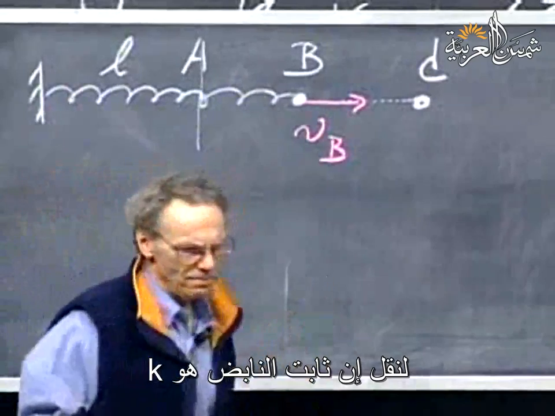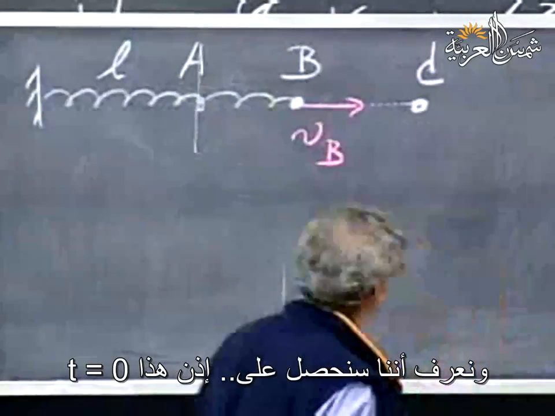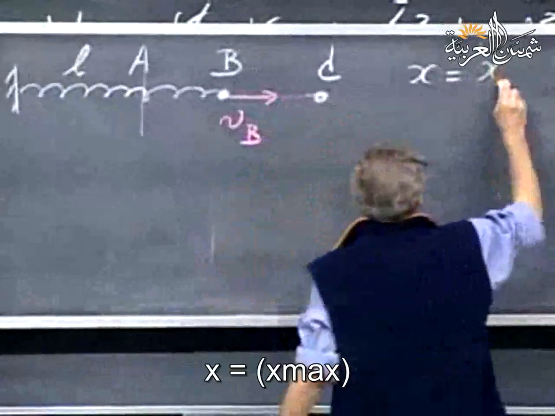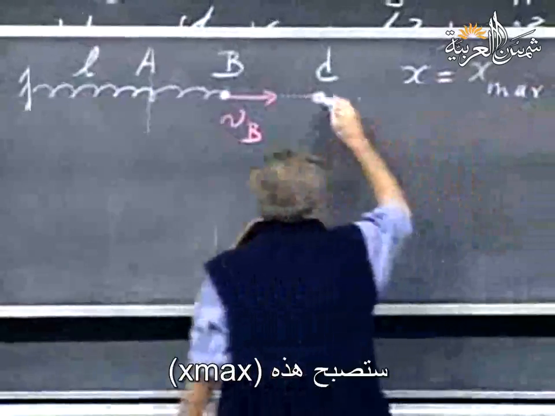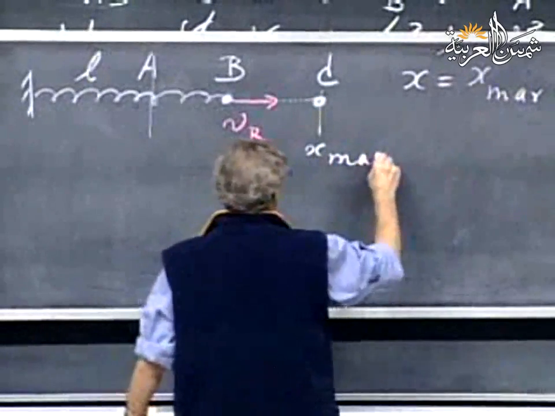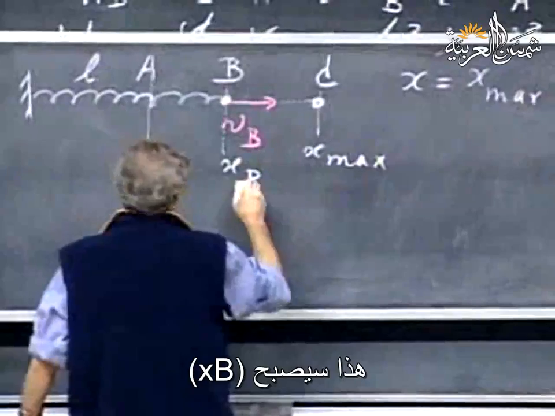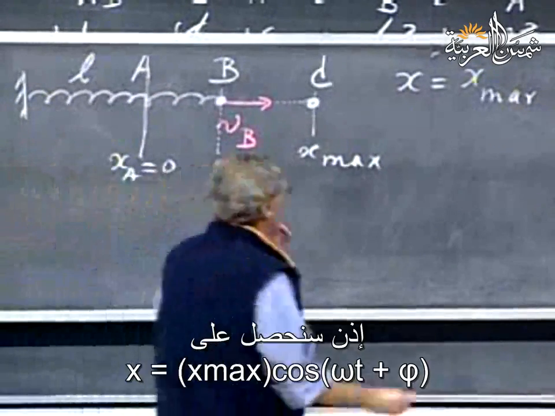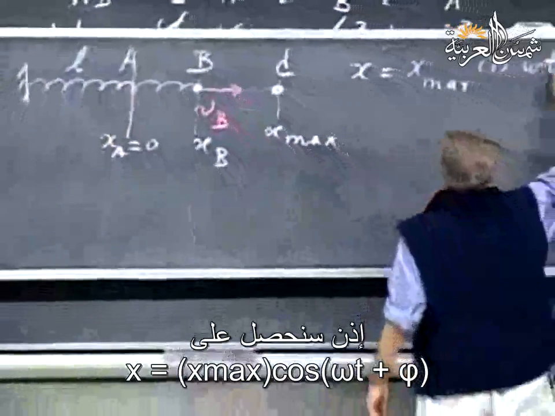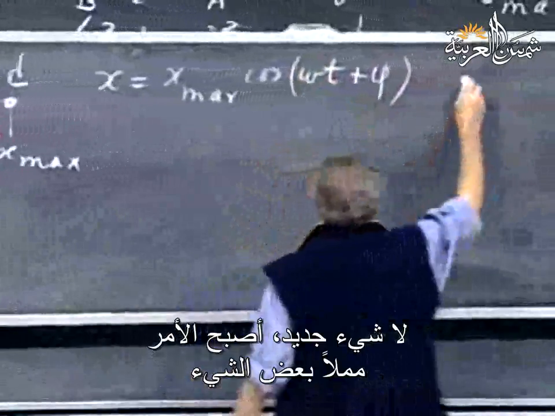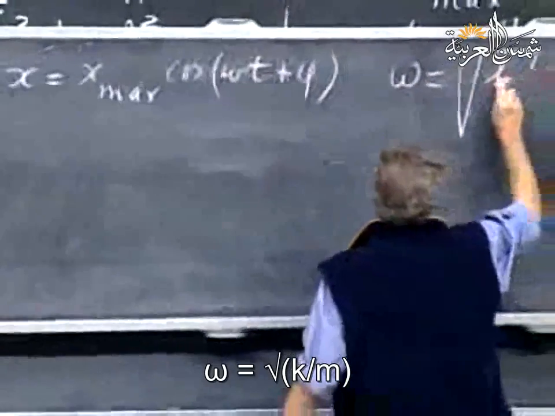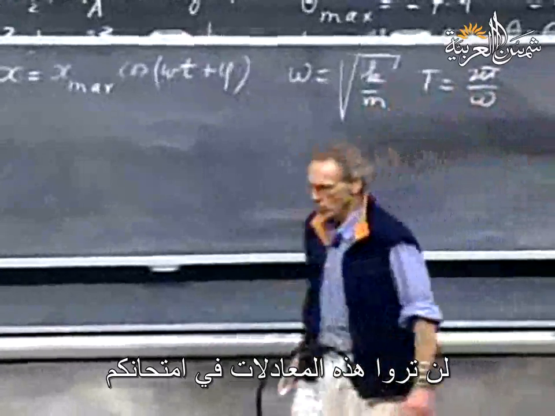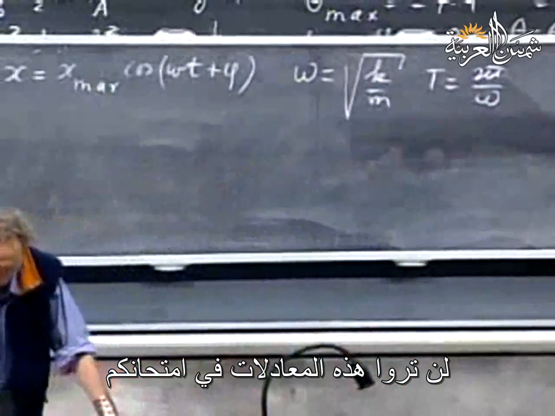Let the spring constant be K, and we know we're going to get a simple harmonic oscillation. At t equals 0, x equals x max. This is going to be x max, this is going to be xb, and this is x of a, which is 0. So we're going to get x max times the cosine of omega t plus phi. The same old story. It's getting pretty boring. Omega equals the square root of k over m, and T equals 2 pi divided by omega. These equations you will not see on your exam.